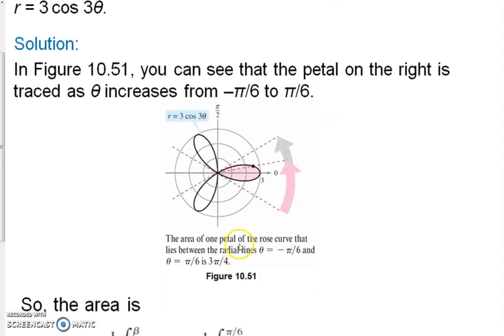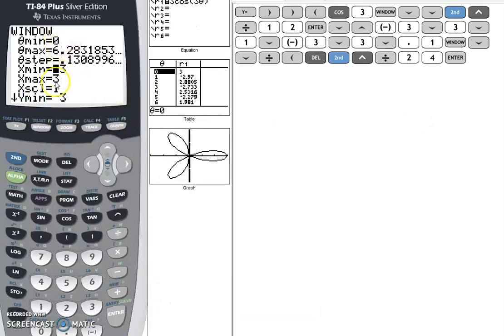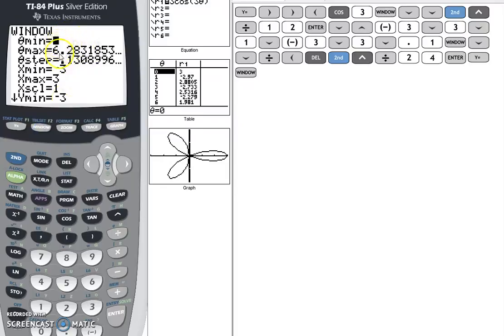So let's take a peek at the same graph. I'm going to do it on the calculator here. And you can see I have y equals 3 cosine 3 theta, the same function. My window is from 0 to 2 pi, and this theta step is important. I went by pi divided by 24 to give myself all the options that we normally know, like pi over 6, pi over 3, pi over 2, etc. I can count those out and actually know where I'm starting.